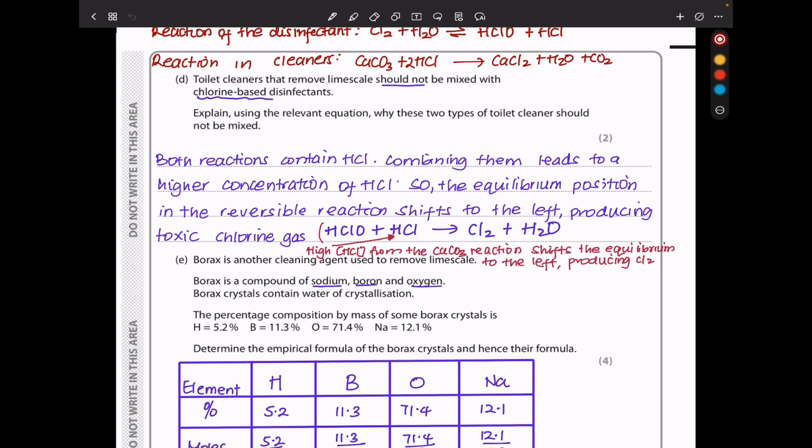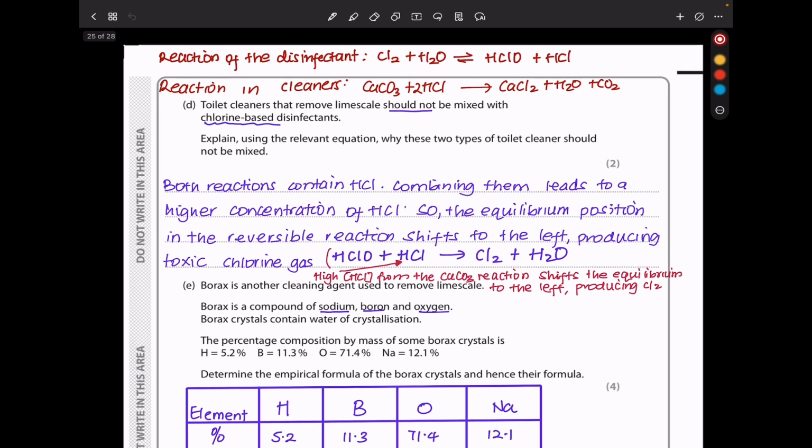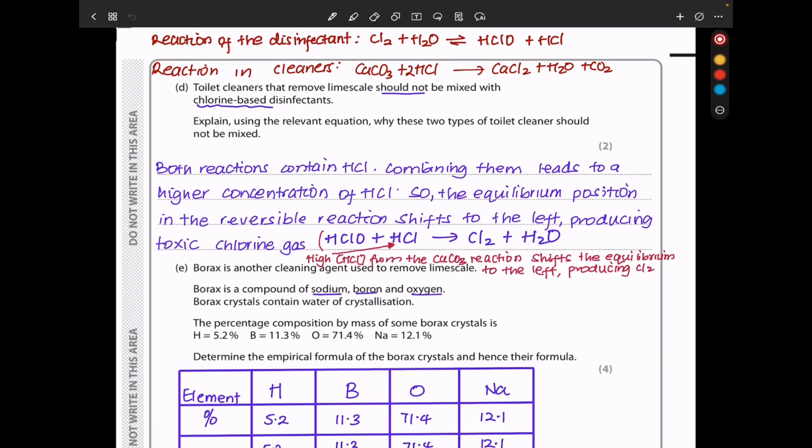And in part D, toilet cleaners that remove limescale should not be mixed with chlorine-based disinfectants. Explain using the relevant equation why these two types of toilet cleaner should not be mixed. So here I included 2 reactions. The first one was a reaction of the disinfectant, which is chlorine reacting with water to give us that. And the other is a reaction in the cleaners to give us that. We can see that both reactions contain HCl, however this is reversible. If these two were mixed, the concentration of this is going to be higher, and this equilibrium is going to be shifted to the left, producing chlorine, and that chlorine is going to be toxic.